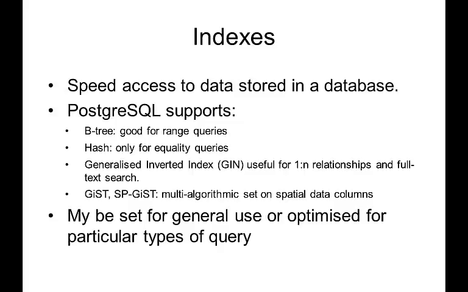Other more complex indexes, such as GIN, generalized inverted indexes, are good for one-to-n relationships and full text searches, where you've got whole books stored, so large amounts of text in particular fields. And GIST and SP-GIST indexes are multi-algorithmic ones. Basically, this type of index will choose what type of indexing system is applied depending on the characteristics of the data in the data set.